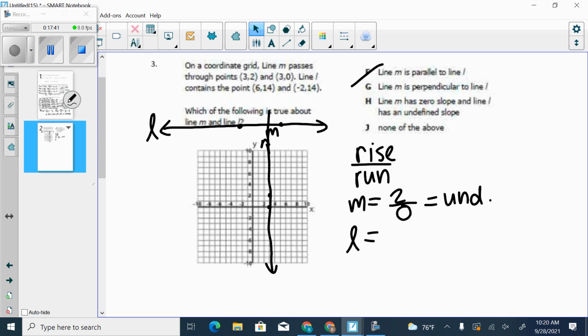While line L did not rise, but it did run, moved by 8 points, right? And what is 0 divided by 8? 0. Okay, so that said line M has 0 slope and L is undefined. Is that true? Yeah, it would have been opposite. And J is none of the above. So which one was it? G.